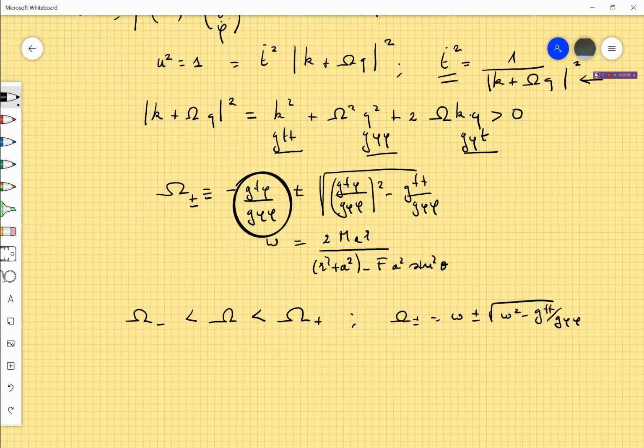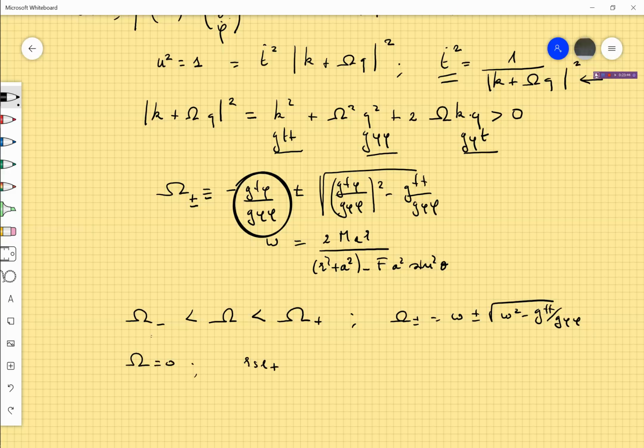Now, clearly, outside of the static limit, omega can be equal to 0 if you want. This is a possibility. So if omega can be 0, this means that omega minus and omega plus have to be negative and positive. But certainly at some point omega minus changes sign. It does so at the static limit, what we have called r_SL plus.